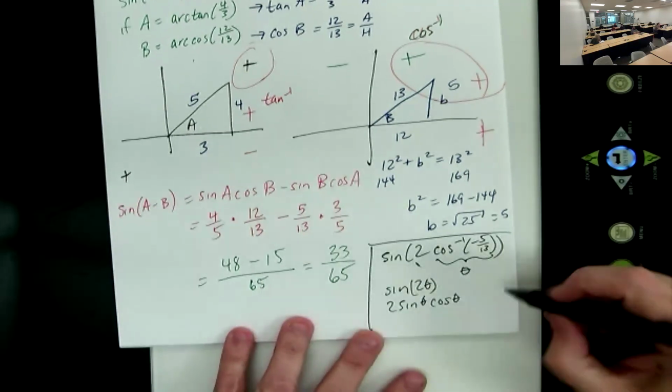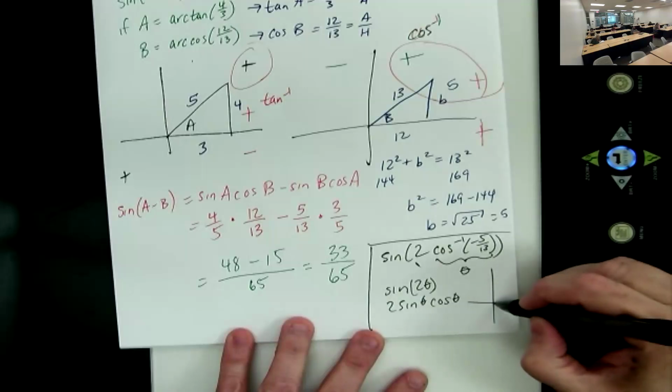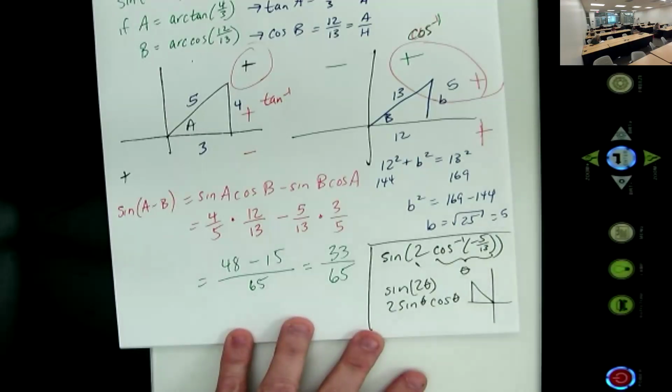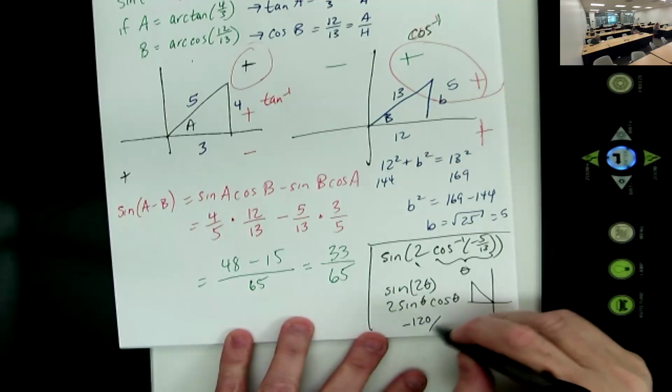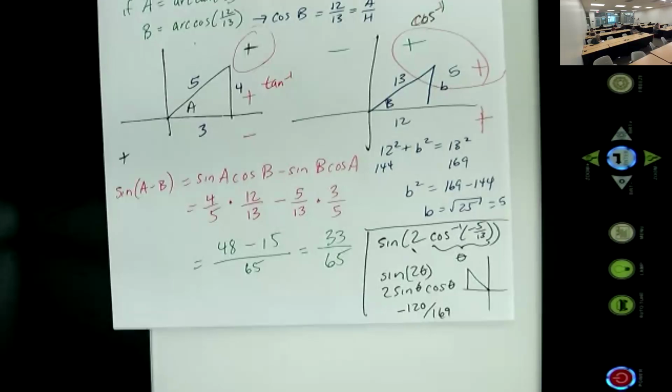In fact, if you do work this one out, you are in quadrant 2. And if you work it out, you will get -120 over 169. So if you want to try your hand out later, and having known answer, you've got one there. I do want to give another one where it's a little different.